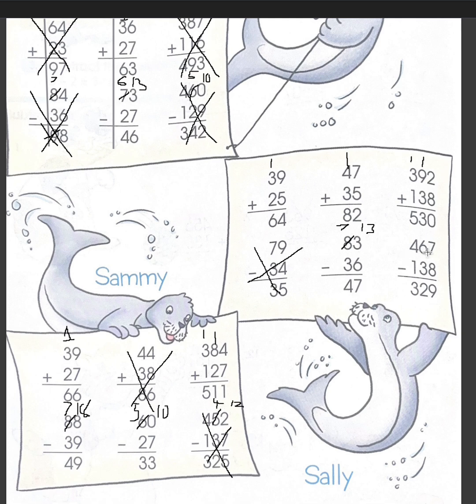Then we have 467 minus 138. They can't do 7 minus 8, so they borrow 1 from 6. That's a 5. And the 7 becomes 17. And 17 minus 8 is 9. 5 minus 3 is 2. And 4 minus 1 is 3.